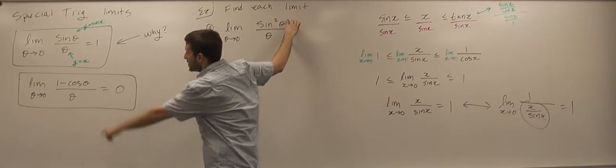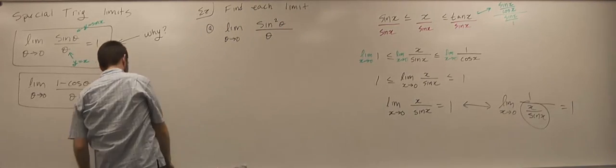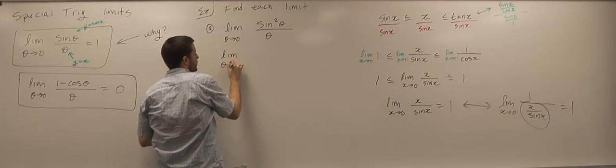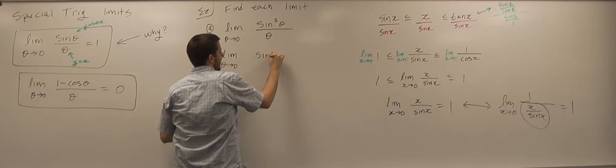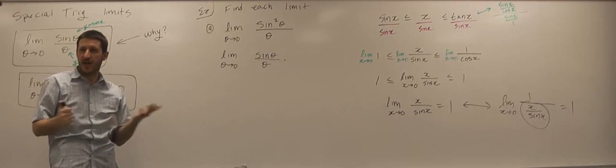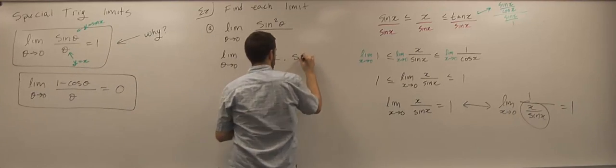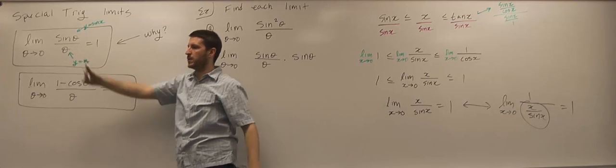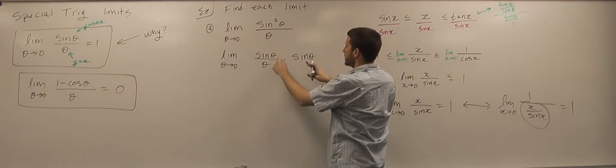And I can break this up to look like this. I can make this the limit as theta goes to 0 of sine theta over theta times what would be left? An extra sine theta. Knowing that I want to get one of these in my problem, I split the sine squared into sine times sine.